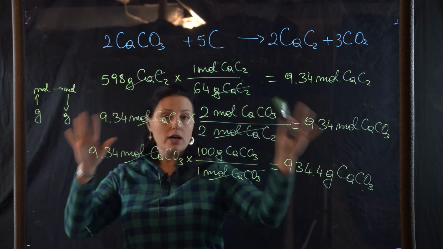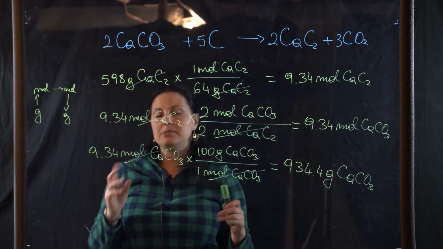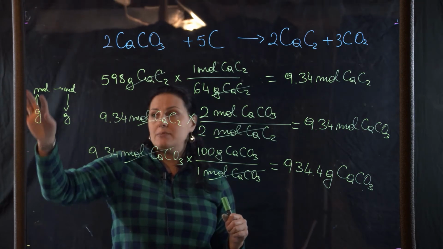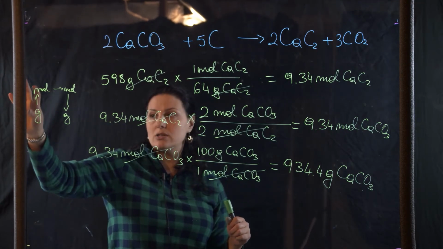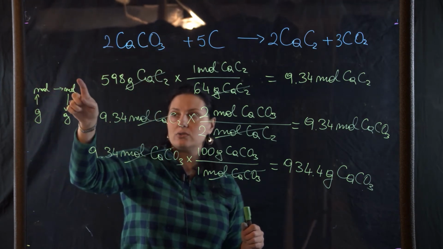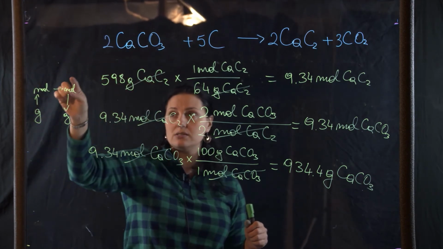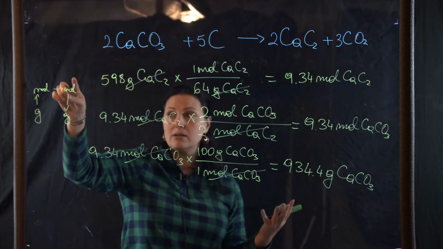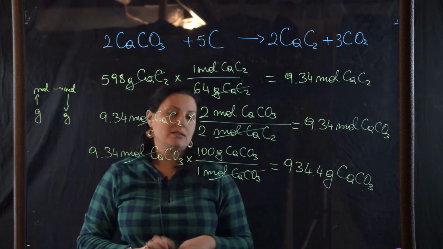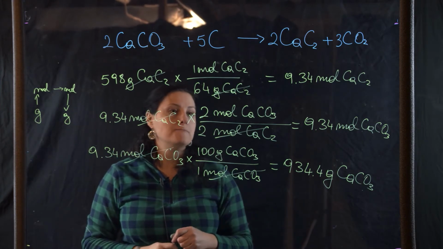So this is the longest one with the most steps. You have 3 steps where you start with an amount in grams. You have to convert to moles by using the molar mass. Then you use the balanced chemical equation to relate it to another substance, but always an amount in moles. And then to convert that back to grams, you use the molar mass of that particular substance.